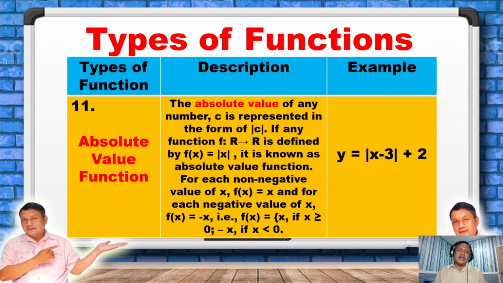So, we have here the absolute value function. Sabi dito, the absolute value of any number c is represented in the form of the absolute value of c. If any function r such that r is defined by f of x equals to the absolute value, it is known as the absolute value function. So by looking at the example, paano natin malalaman na siya ay belong sa absolute value function? Kapag meron tayong nakitang dalawang parallel line. Okay, so yan ang example ng absolute value function.